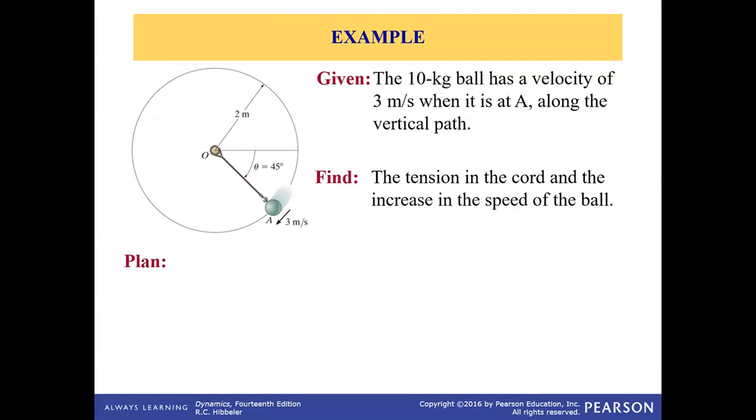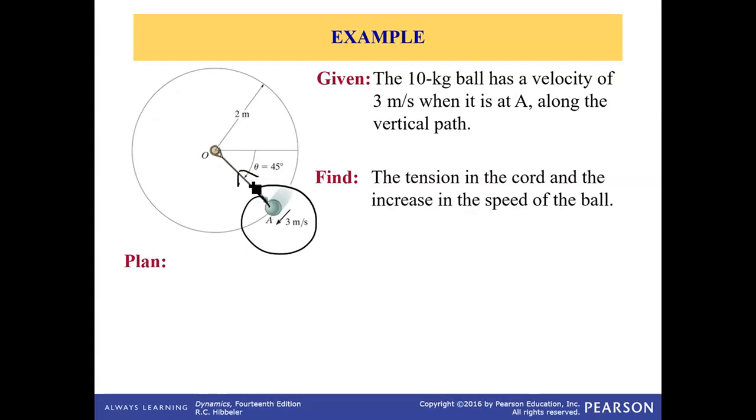The 10 kilogram ball has a velocity of 3 meters per second when it's at A along the vertical path. So it's here and then the velocity is given as 3 meters per second. Find the tension in the cord. So this ball is attached to the center using this cord. We need to calculate the tension force in the cord.